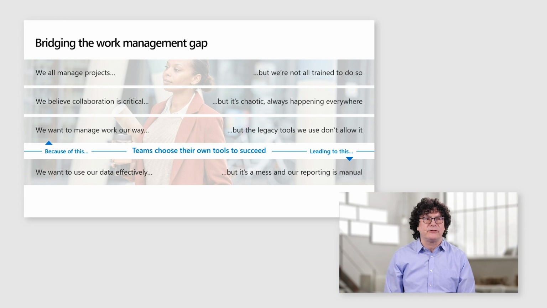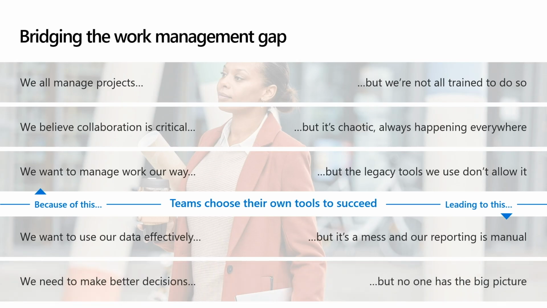Even simple tasks like creating a status report or communicating status can be very time-consuming and require either rekeying data or manually getting data from people. And finally, we really want to make better decisions using the data that we have. But because of the situation, it's hard for anyone to get the big picture in real time.